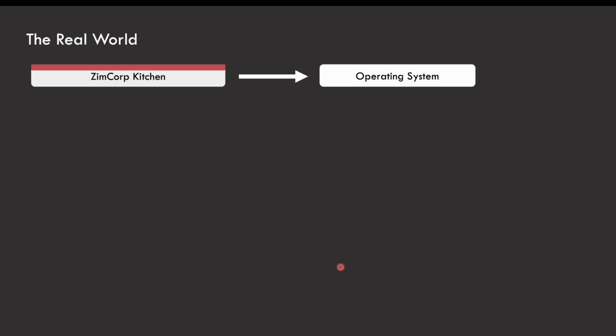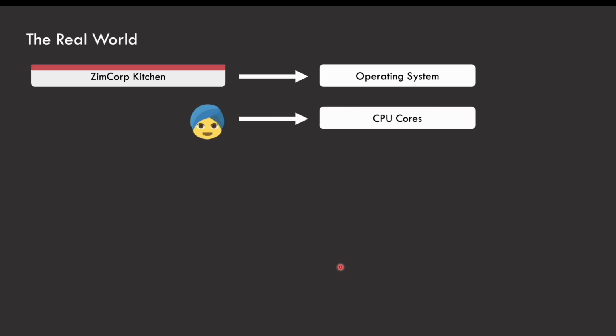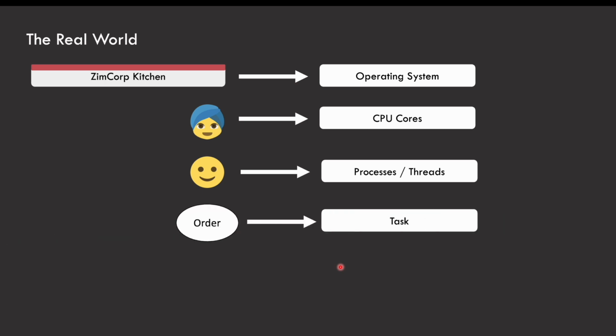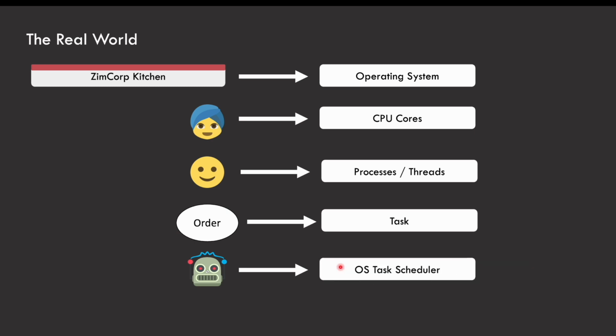Now, in the real world, our kitchen represents the operating system, okay? Our chefs are the CPU cores, right? The customers are processes or threads. The order is the task that has been issued by the process or the thread. Okay, and the scheduler is the operating system's task scheduler.